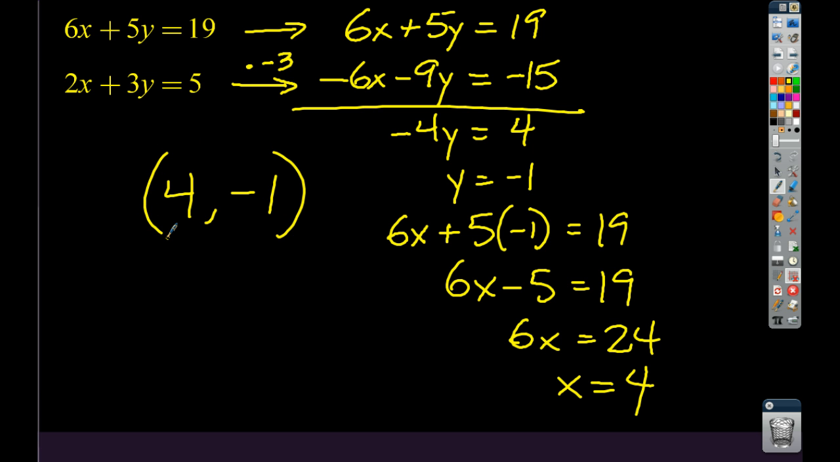Let's go ahead and plug it back in. So we do 6 times 4 is 24, plus -5 is 19. That works. 2 times 4 is 8. 3 times -1 is -3. 8 and -3 makes 5. It checks out.